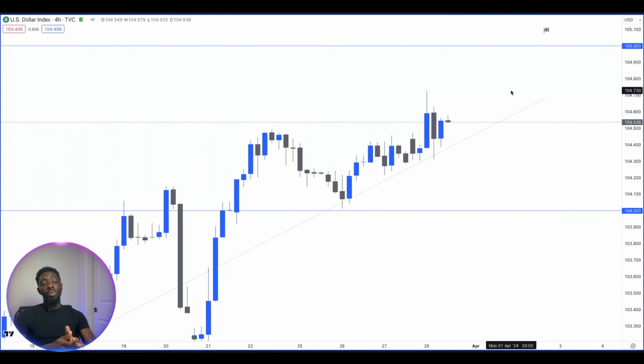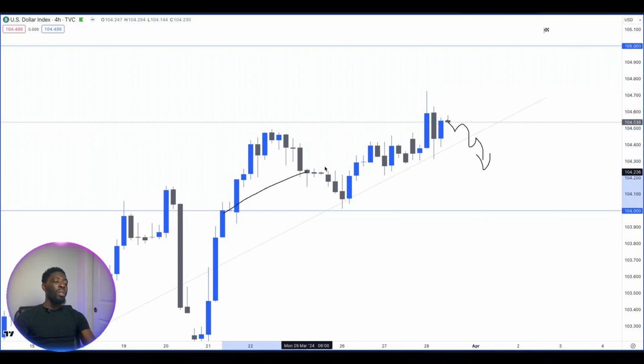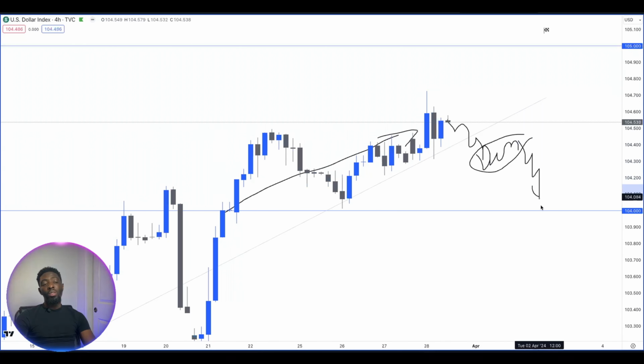There's no reason for me to say the DXY is bearish as of now, and the only way I'll say the DXY has changed from bullish to bearish is if we have a breach of this area, and I see price trading outside this uptrend line. So if price starts trading outside like this, then I'll say we're preparing for this bearish move for the DXY. So as of now, I still have a bullish bias on the DXY.